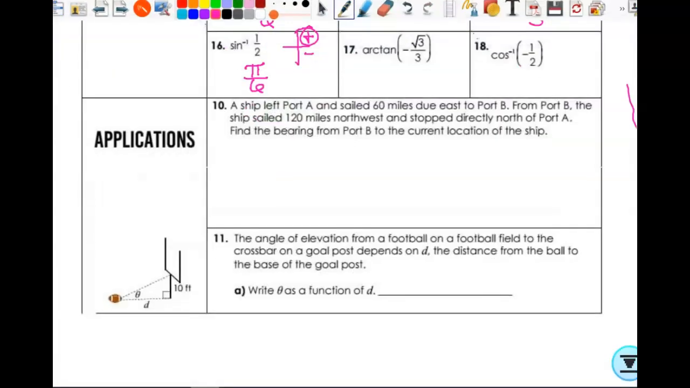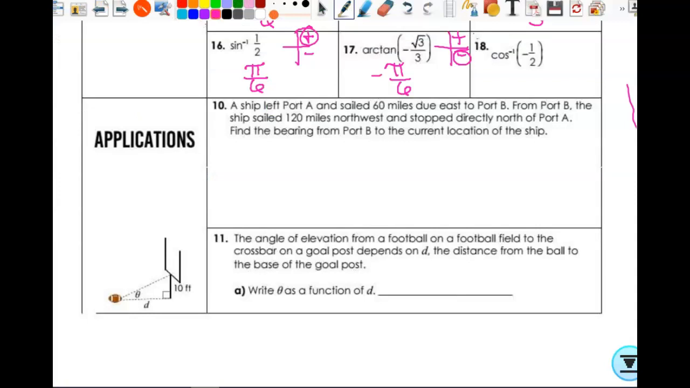Alex. Tangent can come from which quadrants? First and fourth. This one's going to come from which one? Fourth. Okay. What reference angle gives me a tangent value of the square root of 3 over 3? Pi 6. Okay. And then my actual answer here is what? Negative pi 6. Good. All right. 18.